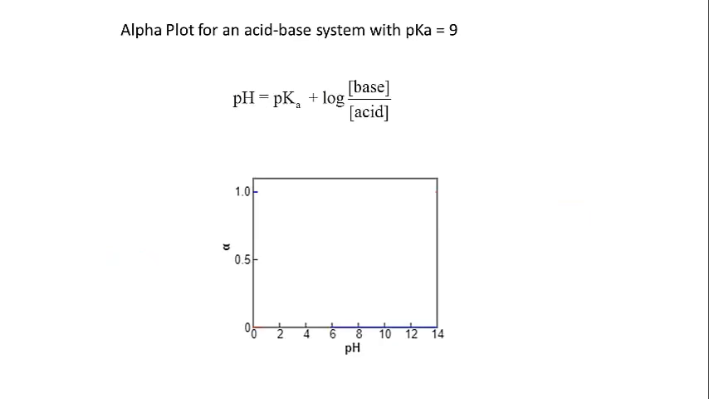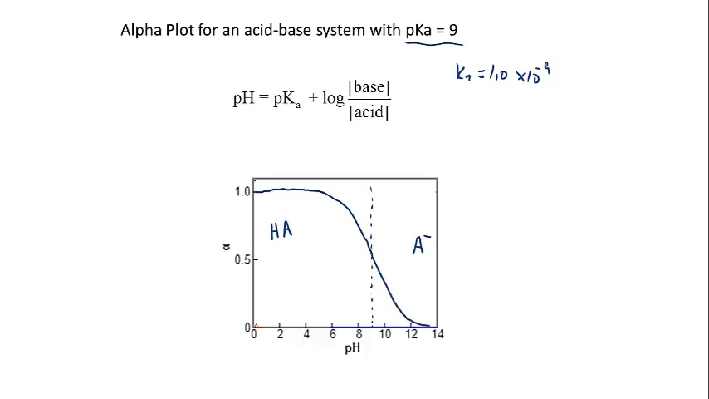Okay, so let's look at an alpha plot for a system for which the acid had a pKa of 9. So Ka was equal to 1.0 times 10 to the minus 9. In that case, this would be where the system would shift over. Before then, you'd have almost all HA, that'll be our acid, and above that, you'd have A minus. It would be 50-50 at pH 9. So above pH 9, you'd have A minus. Below pH 9, you'd have HA.